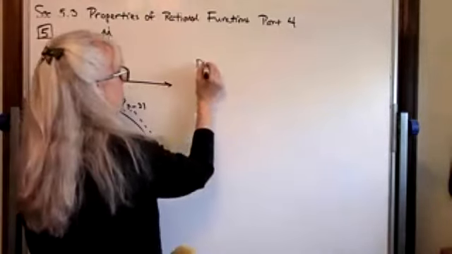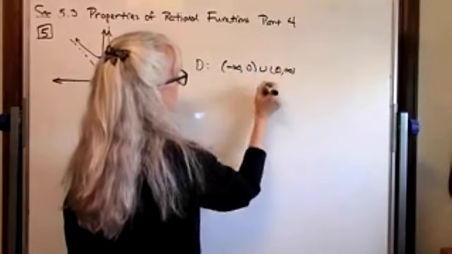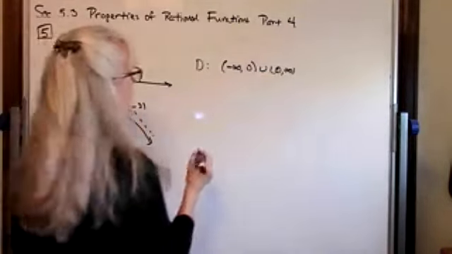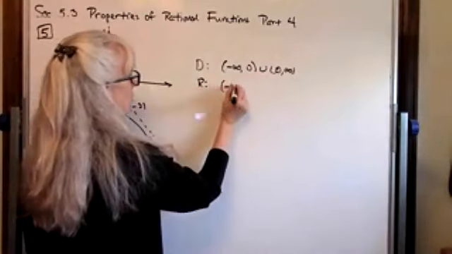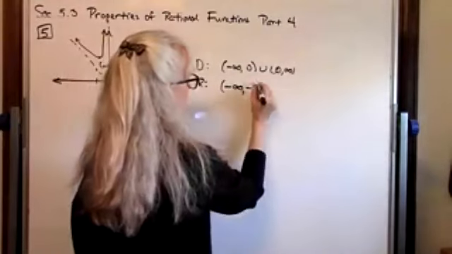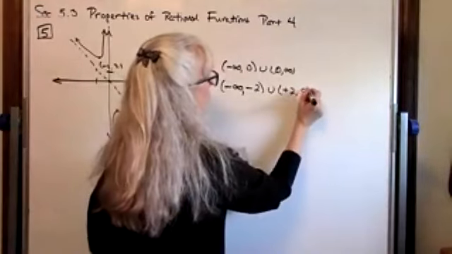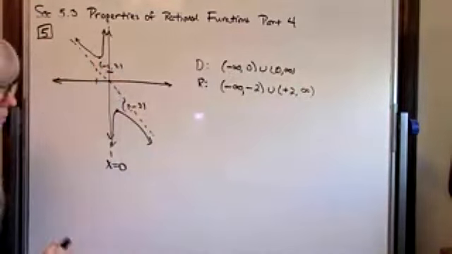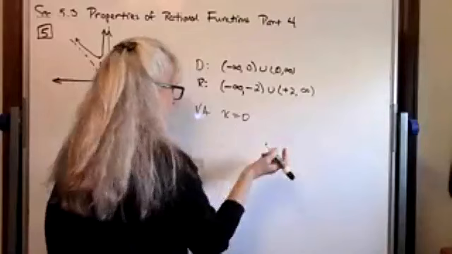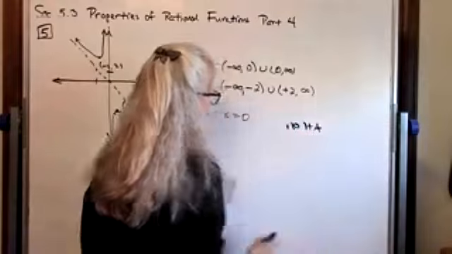Okay, so our domain, left to right, is negative infinity to 0, and 0 to infinity, because again, the dotted line on top of the y-axis is telling us that that's our vertical asymptote. Our range, well, we're going to have to go off those points. This piece is going from negative infinity to negative 2. The next piece is going from positive 2 to infinity. The vertical asymptote we said was at x equal to 0. We don't have a horizontal, we do have an oblique asymptote, so there's no HA.